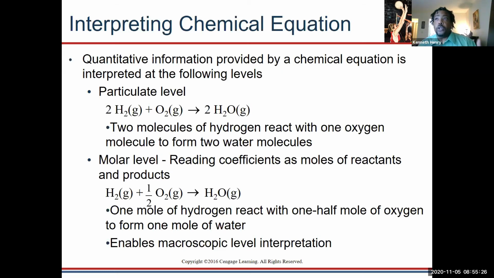Now, when we talk about the molar level, well, we know a mole is a whole bunch of these, right? So you have tons and tons of it. So then we want to talk about it in terms of a mole. So 1 mole of hydrogen gas plus 1/2 a mole of oxygen gas is going to make 1 mole of water. So in this case, we're looking at something that is macroscopic, large, huge quantities, okay? So we're able to do it for the particulate level and for the molar level, okay?